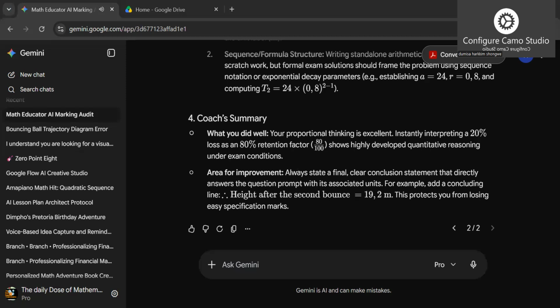4. Coach's summary. What you did well. Your proportional thinking is excellent. Instantly interpreting a 20% loss as an 80% retention factor, 80/100, shows highly developed quantitative reasoning under exam conditions. Area for improvement. Always state a final, clear conclusion statement that directly answers the question prompt with its associated units. For example, add a concluding line. Therefore, height after the second bounce equals 19,2 m. This protects you from losing easy specification marks.